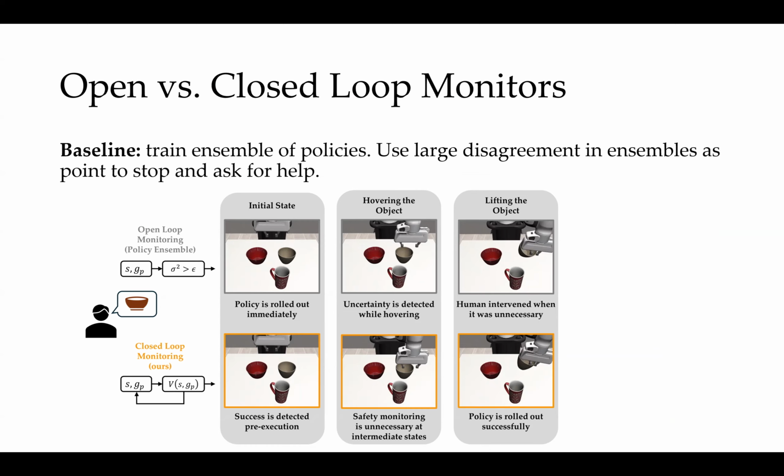Uncertainty is actually detected while hovering over the object itself, and the human has to intervene at this point because uncertainty is high. But when we actually roll out this policy further, we see that the robot is actually able to lift the object, so human intervention was actually unnecessary. In the bottom figure, for our approach, we check for success pre-execution, so we know beforehand if the task will succeed or not, and we do not have to constantly monitor the robot actions in real time. And the policy is rolled out successfully because we were able to check pre-execution, not constantly during execution itself.